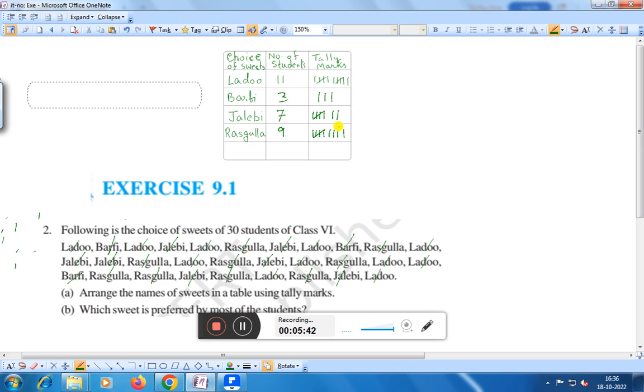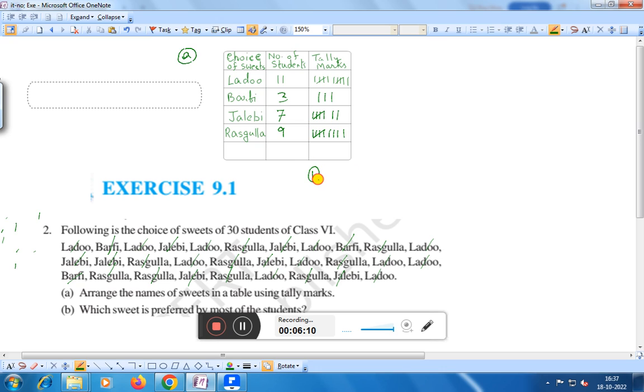Now the question is: arrange the names of sweets in a table using tally marks. We made the table. This is the table, which is the solution of question A.